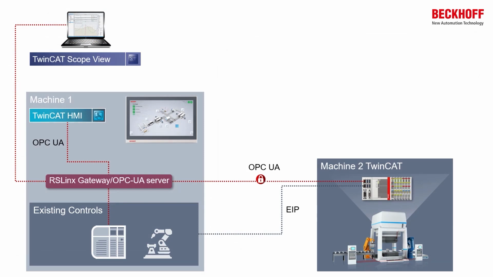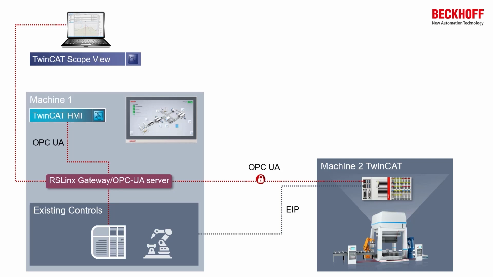Okay, great. So now we have our HMI, we have our scope. We're talking between the existing controller on the Rockwell side and our TwinCAT running machine, which may be sitting next to it, via OPC client server. And so, what else might be helpful on this machine? What other functionality can we enable?